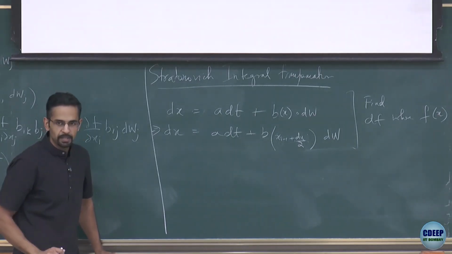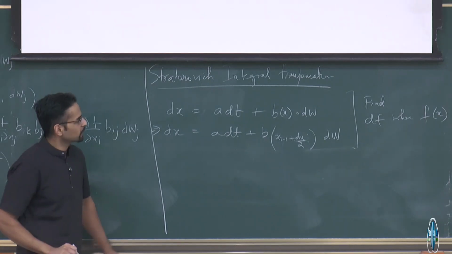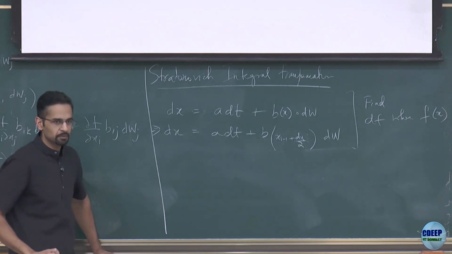No, I'm not doing the t. That's anyway deterministic, it will do the same thing. It will just be ∂f/∂t dt. So forget about that. The interesting part only comes from the dependence on the stochastic process.